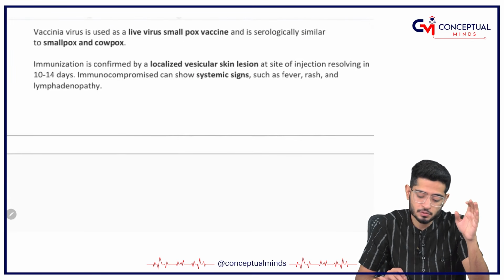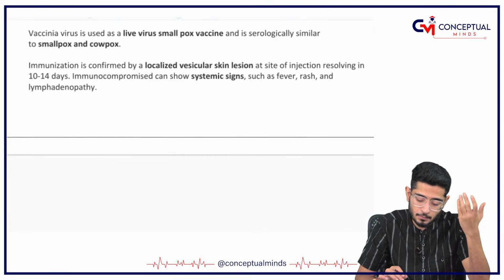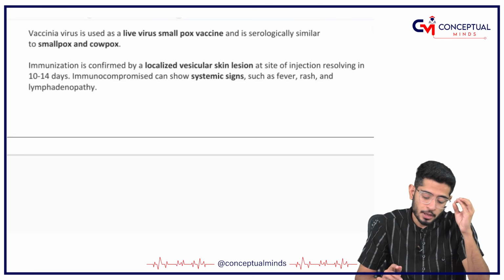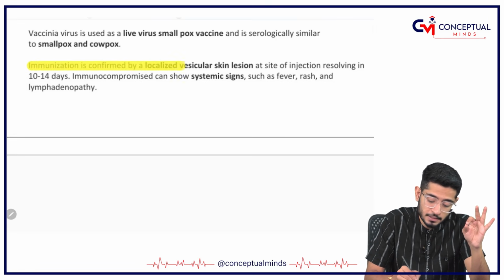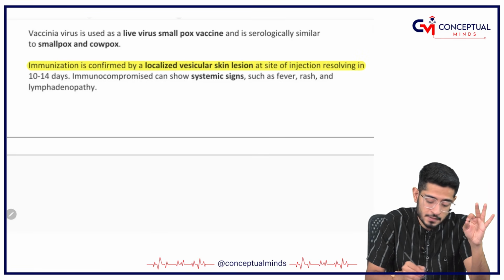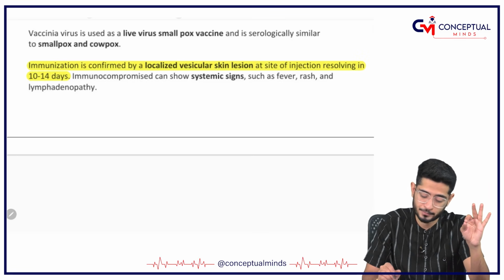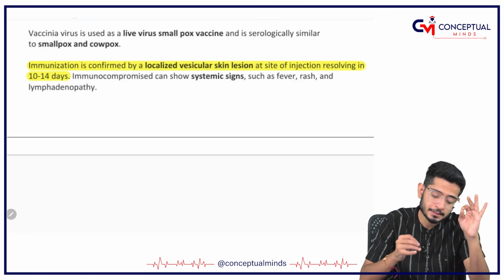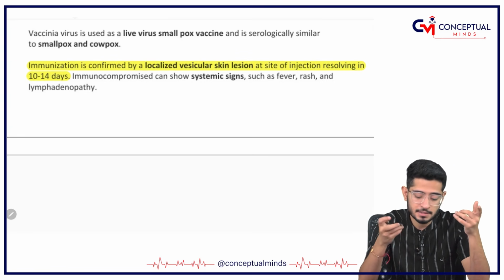Vaccinia virus is used as a live virus smallpox vaccine. I have told you this. Smallpox, cowpox, monkeypox, only one vaccine, right? And immunization, how is it confirmed? It is confirmed by a localized vesicular skin lesion at the site of injection, which resolves in 10 to 14 days. Okay. So this is important, that is how to confirm the immunization.